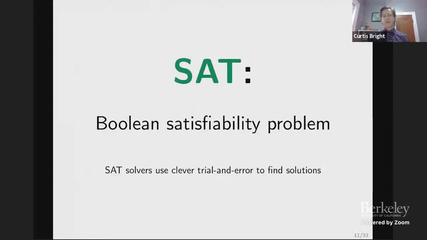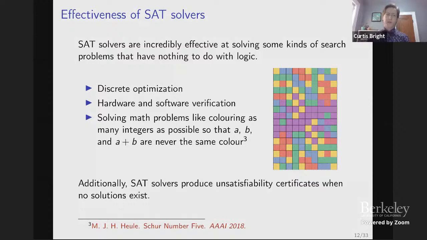So I don't have to spend too much time on SAT. I assume most of the people in the workshop are familiar with this. This is the classic satisfiability problem from logic, and SAT solvers are very effective at finding solutions to the SAT problem. The applications extend far beyond logic. They're used for hardware and software verification. They're used for solving math problems. For example, Marijn has lots of results in this line.